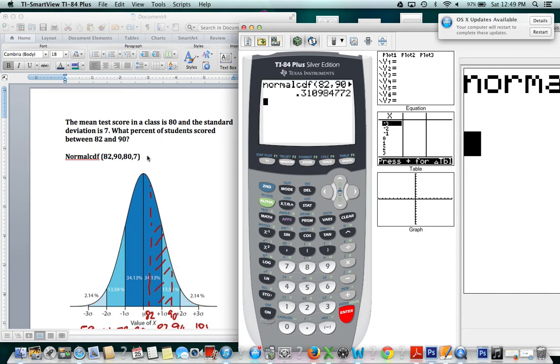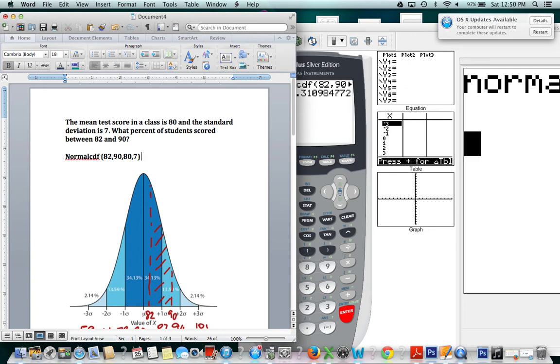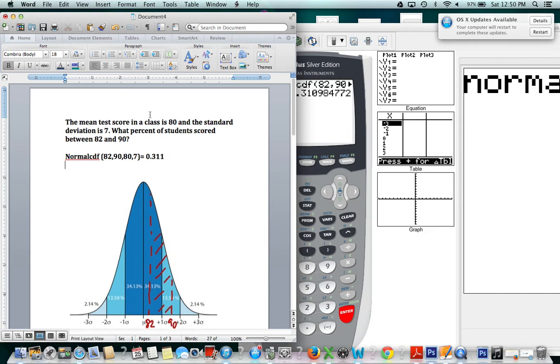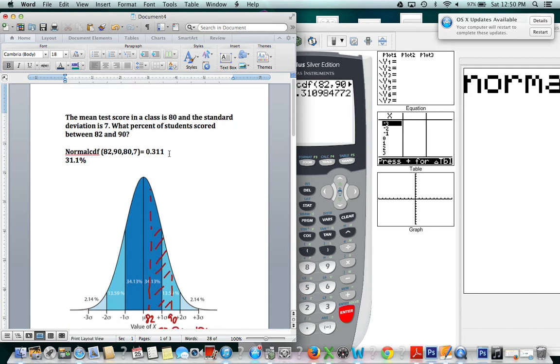So our answer to our question, what percent of students scored between 82 and 90? Well, our calculator gave it to us as a decimal, 0.311 rounded. And if we convert that to a percent, we move our decimal place 2 places over, and we get 31.1%. So 31.1% of students scored between 82 and 90. All right, let's try another question.